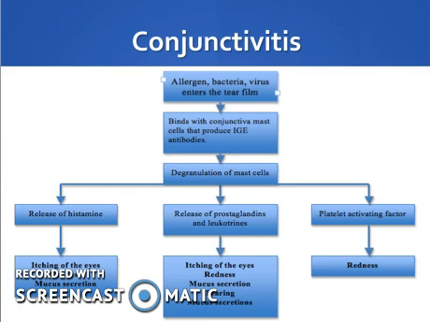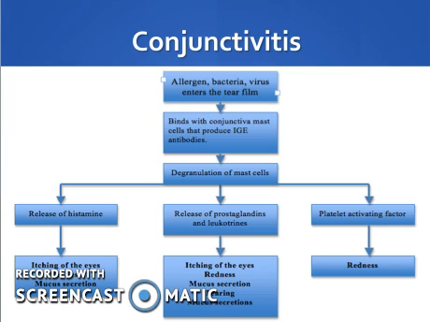So the pathophysiology of conjunctivitis starts with the allergen, the bacteria, or virus that enters the tear film. So this is the barriers of the eyes. And those antigens bind with the conjunctiva mast cells that produce IgE antibodies. Then there will be the degranulation of the mast cells that can lead first to the release of histamines that can cause itching of the eyes, redness, and increased mucus secretions.